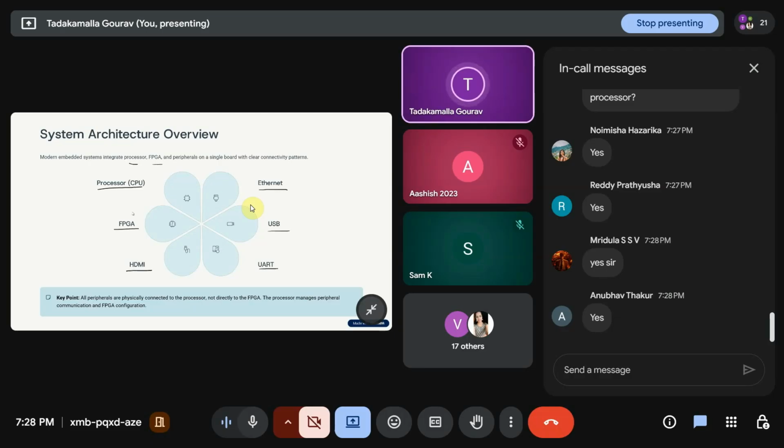Now, first of all, before that, can anyone tell me what you mean by system on chip, SoC? What is an SoC, system on chip? What do you mean by system on chip?